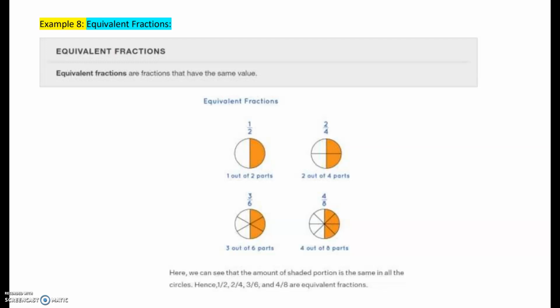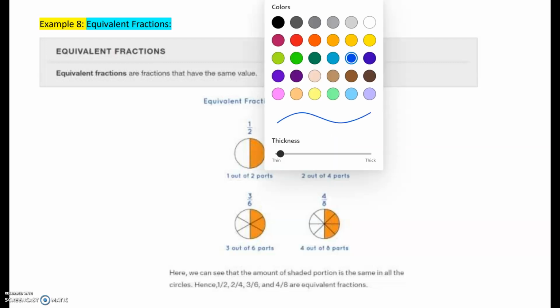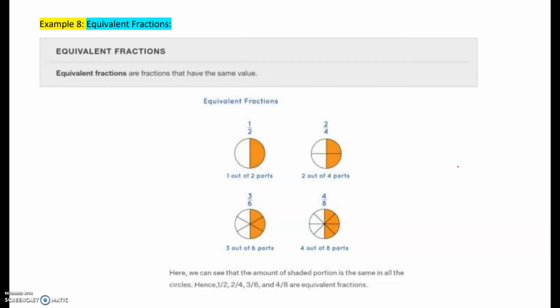Hi class, in these types of examples we're going to be looking at equivalent fractions. The main idea with equivalent fractions is that these are fractions that represent the same value or same area, depending on what you're looking at. So for example, the value of a half is technically half of a circle.